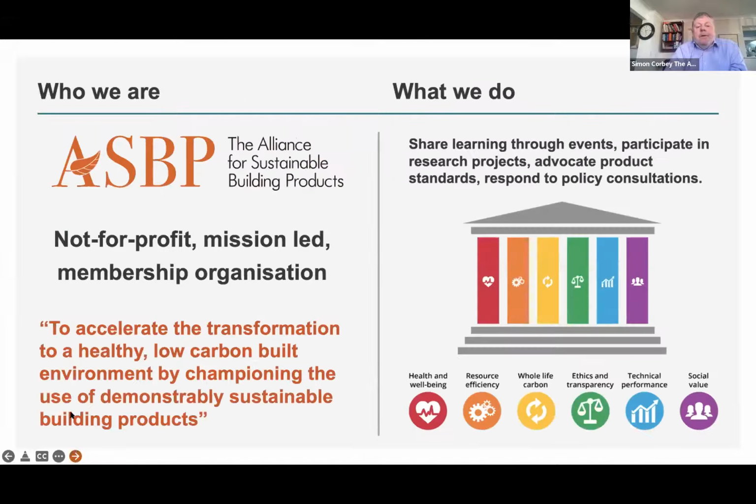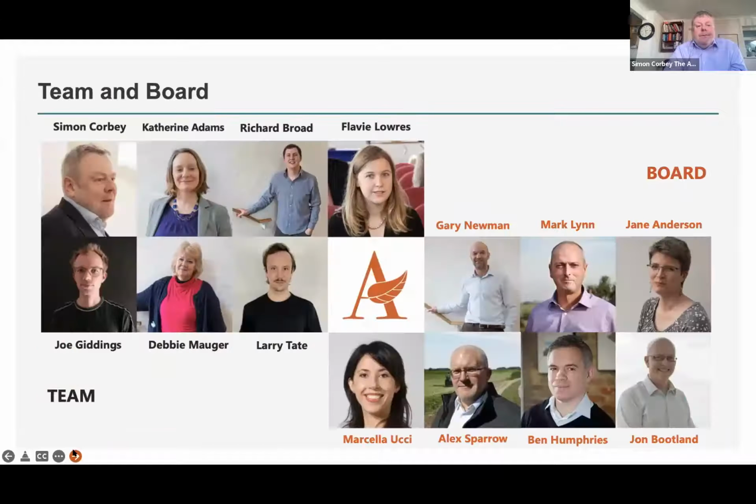So just as a reminder, ASBP, we're a not-for-profit mission-led membership organisation, and our mission is to accelerate the transformation to a healthy, low-carbon built environment by championing the use of demonstrably sustainable building products. That's quite a mouthful. So we've got 6 pillars that we work under, health and well-being being one of those, but of course they're all intertwined.